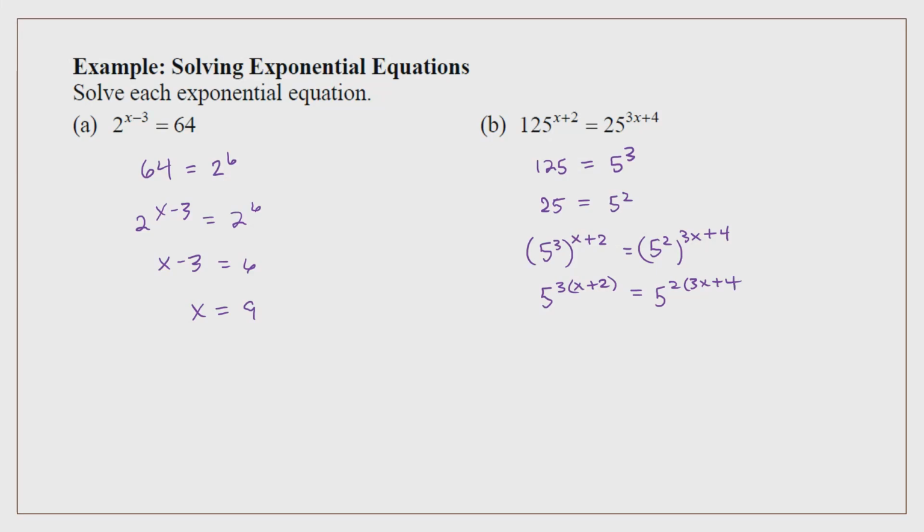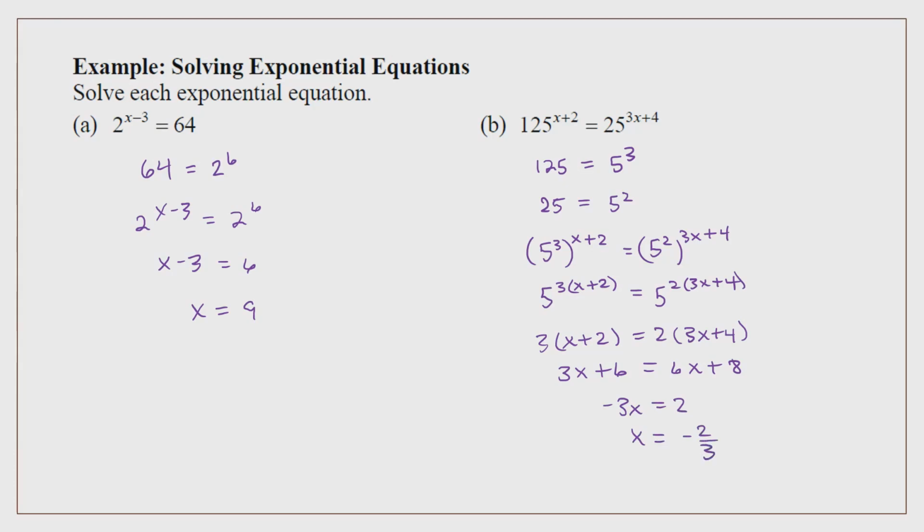Since my bases are the same, I can set my powers equal to each other. So 3 times x plus 2 equals 2 times 3x plus 4. Okay, and now I can solve for x. So I'll have 3x plus 6 equals 6x plus 8. When I get all of my x terms together and all my constant terms together, I'll have negative 3x equals 2. So x equals negative 2 over 3.